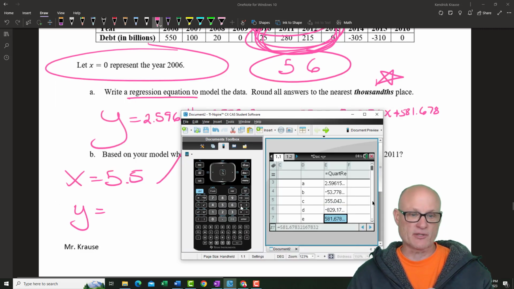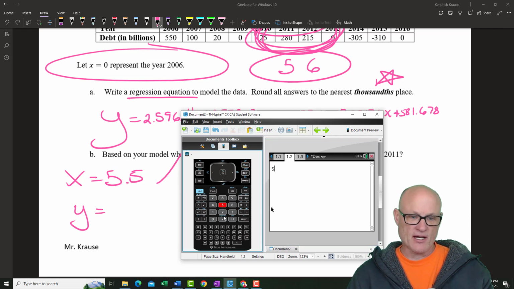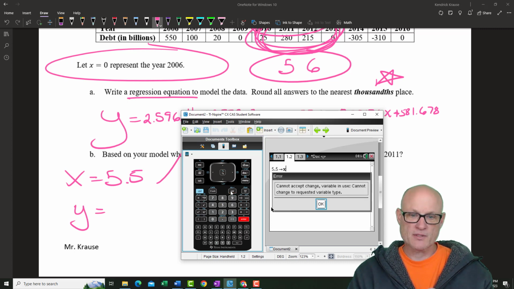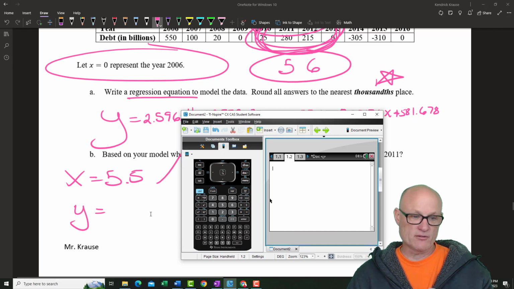So I'm going to come back over here. I'm going to go into calculator mode. I'm going to say, okay, 5.5 control var x, bam. Oops. Now why can't I do that? Because I already have x here defined over here, so I can't do that. I'm just going to call it something else. I'll just use A. A is just as easy as anything else.